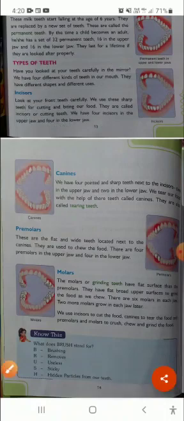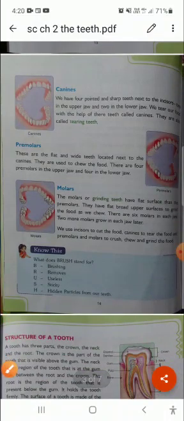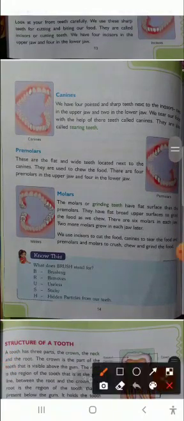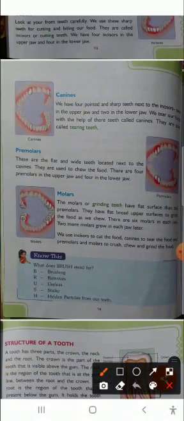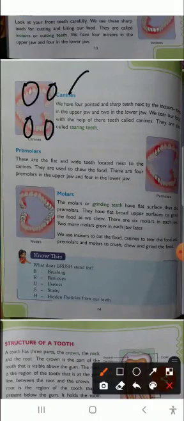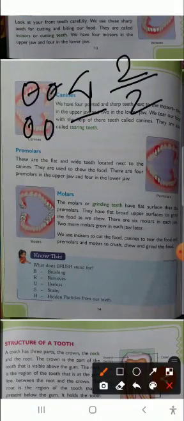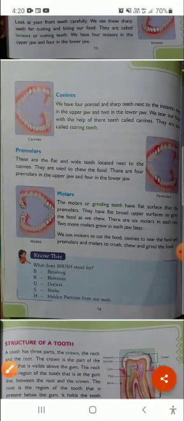Now the second type of teeth, that is canines. What are canines? We have four pointed sharp teeth next to the incisors, two in the upper jaw and two in the lower jaw. The total number of canines is 4: 2 at the upper jaw and 2 at the lower jaw. See, 1, 2, 1, 2, and the total number is 4.